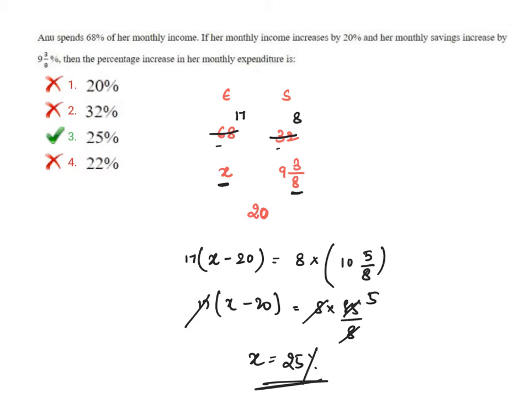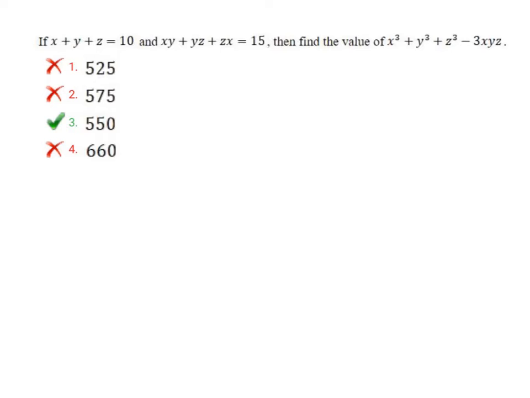I am using the grouping formula here. Next, x plus y plus z is equal to 10. xy plus yz plus zx is equal to 15. So as usual I am using the formula. If this is p and this is q, this value becomes p into (p square minus 3q).